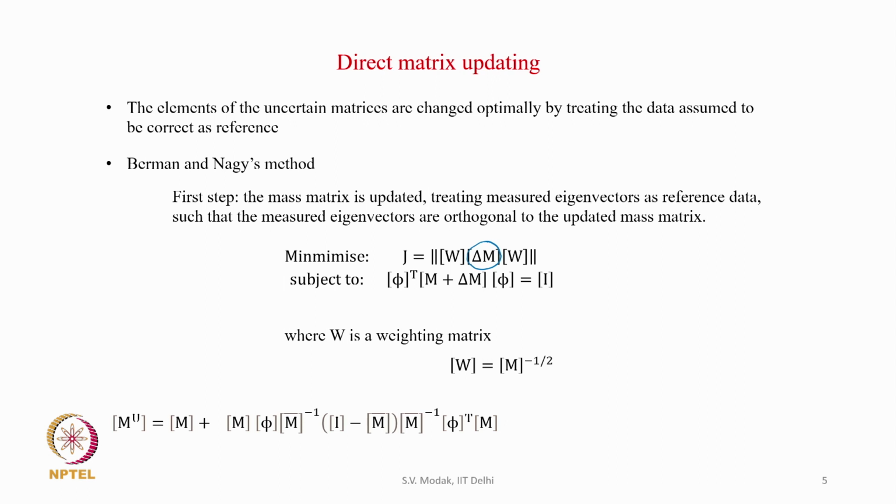You can see here that on the left hand side we have M_U, which represents the updated mass matrix, and on the right hand side we have the mass matrix of the FE model. Then we have the measured eigenvector matrix, which comes from the modal test, and then we have the matrix M bar, which is given by M bar equals phi transpose M phi. Here again phi and M are known, so M bar can be computed. Therefore, from this equation we can now find the updated mass matrix.